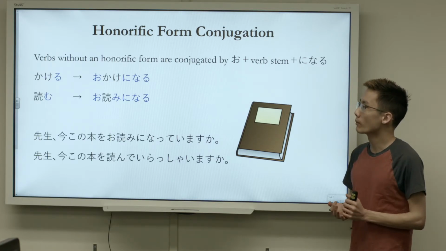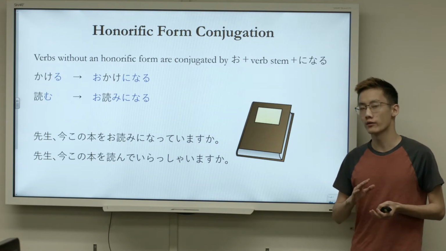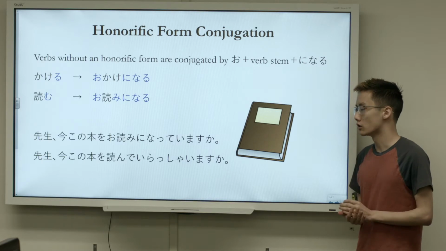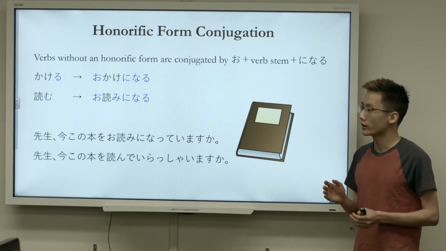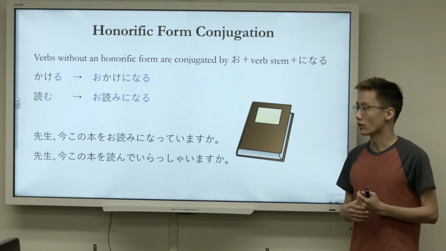And so for verbs without an honorific form, you add o in front of the verb stem and you add ni naru at the end. So for a verb like kakeru, it becomes o kake ni naru, and for yomu, it becomes o yomi ni naru.